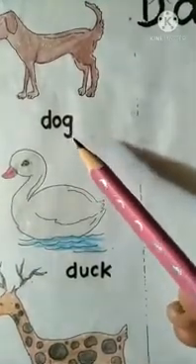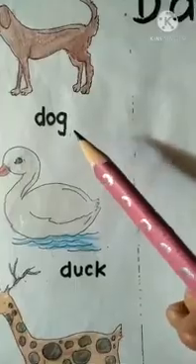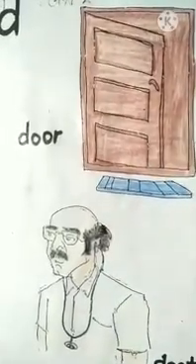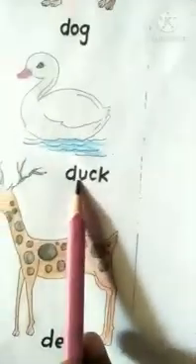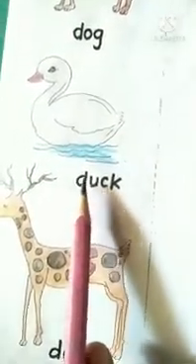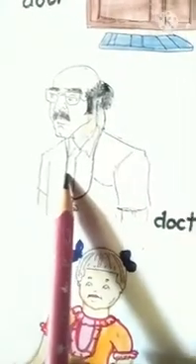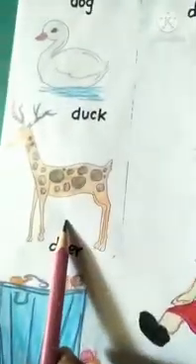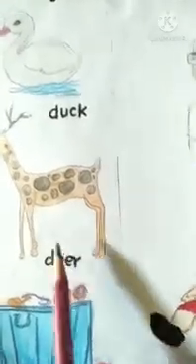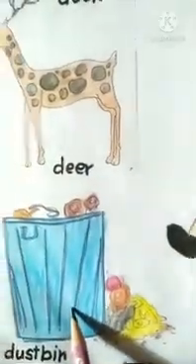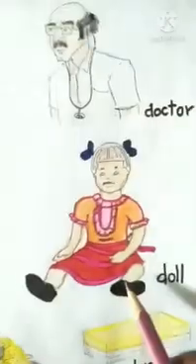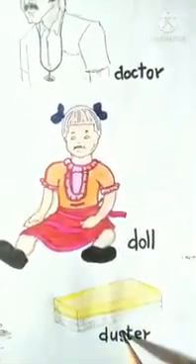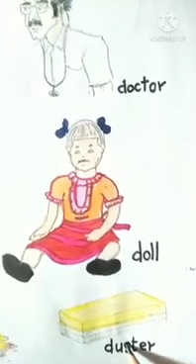D for dog. D says D. D for door. D says D. D for duck. D says D. D for doctor. D says D. D for deer. D says D. D for dustbin. D says D. D for doll. D says D. D for duster. D says D.